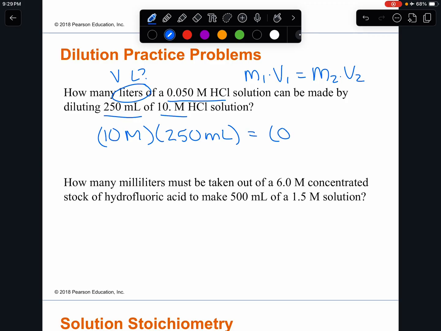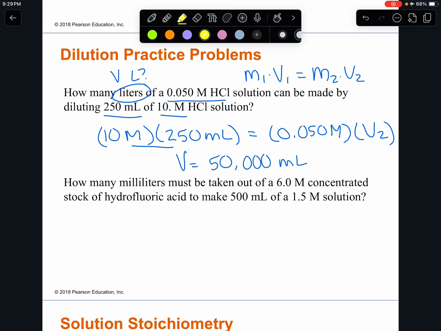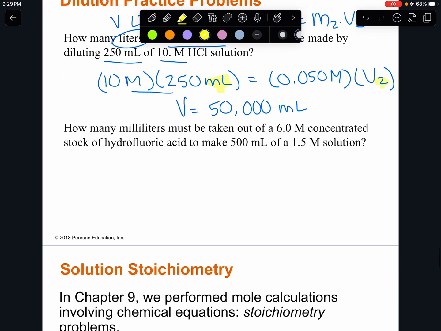And I'm taking 250 milliliters of it out of it. And I'm trying to make a dilute solution, which is always going to have a lower molarity. And I'm trying to find my V2 here. Okay. So to do this math, I would just take the 250 times the 10, the left side here, and then get that answer and divide both sides by the 0.050. And I would go ahead and get my volume to be 50,000 milliliters. Okay, and how do I know it's milliliters? Because this volume was milliliters, therefore this volume would be milliliters. Okay, so I can make a lot with that.